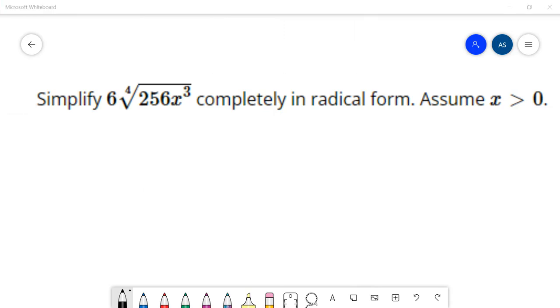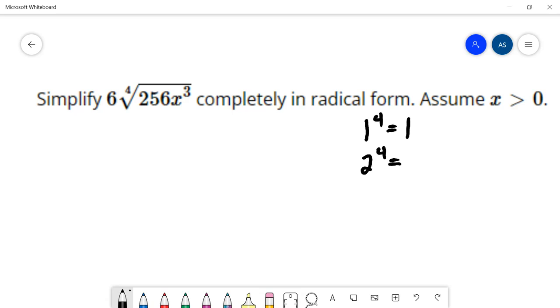All right, number 19 here is simplify 6 times the 4th root of 256x cubed completely in radical form. Assume that x is greater than 0. Okay, so we want to simplify a 4th root. So it'd be good if I get familiar with perfect fourths. So let's write down some perfect fourths. 1 to the 4th is 1. 2 to the 4th.